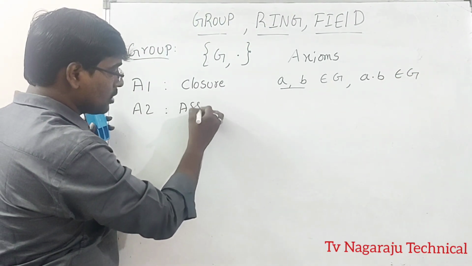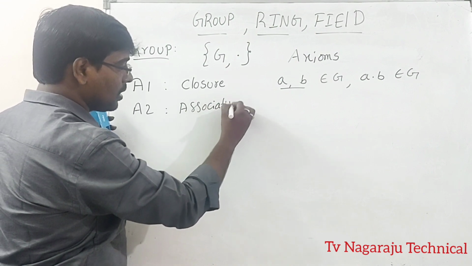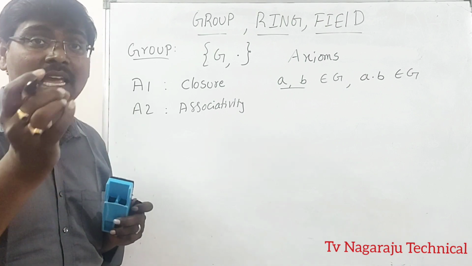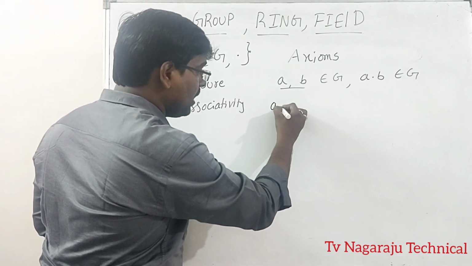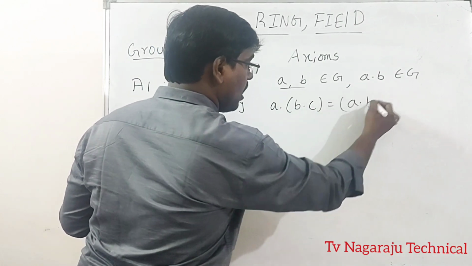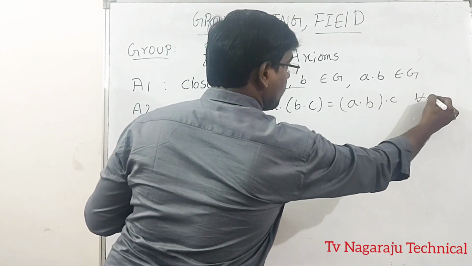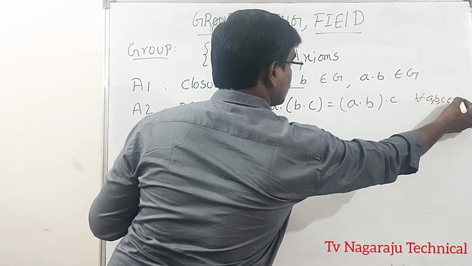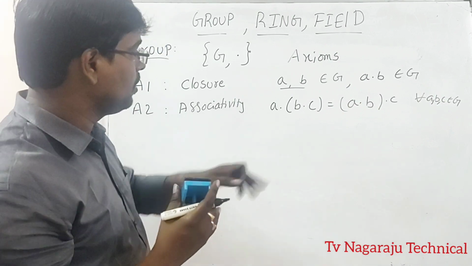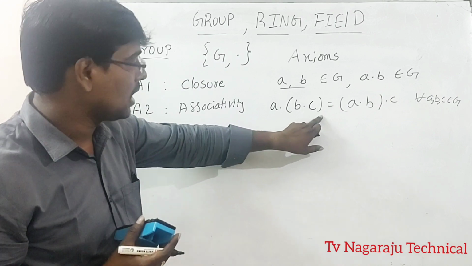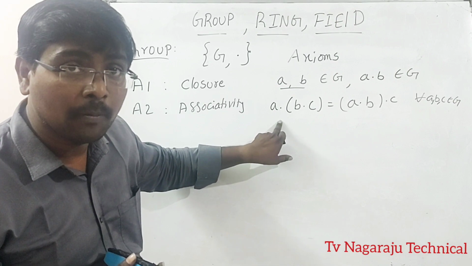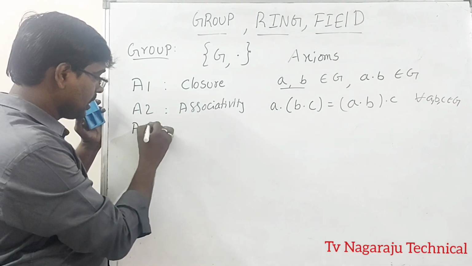Second one, associativity. Consider any three elements A, B, C. A dot B dot C is equal to A dot B dot C, for all A, B, C belonging to G. Any three elements A, B, C satisfy the associativity property.